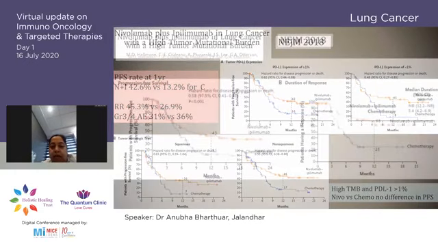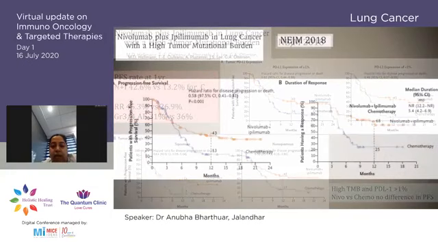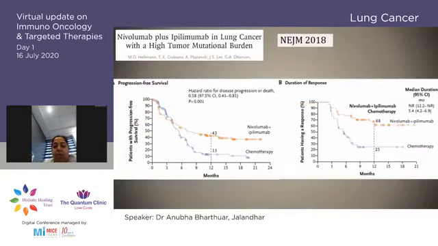And this held through also in their progression-free survival, where you can see that at 1 year, 43% in the combination arm was alive as compared to 13% alone in the chemotherapy arm. Next slide, please.